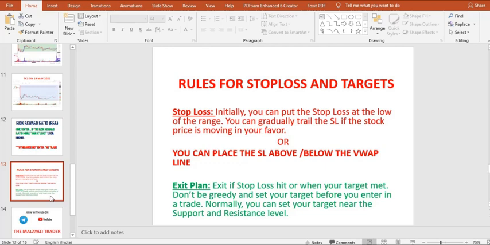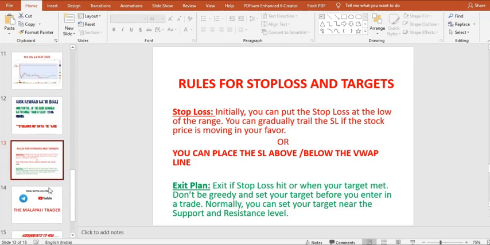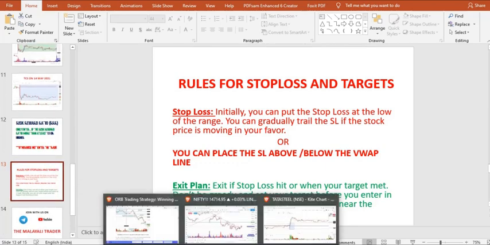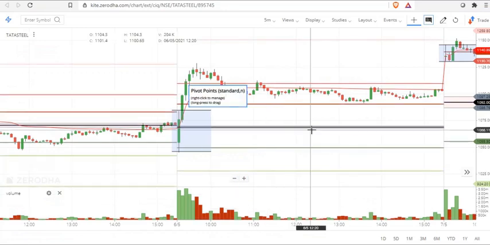Our next resistance or next support line. Don't be greedy, and set your target before you enter a trade. Normally, you can set your target near the support and resistance level. So we can go for some practical examples.